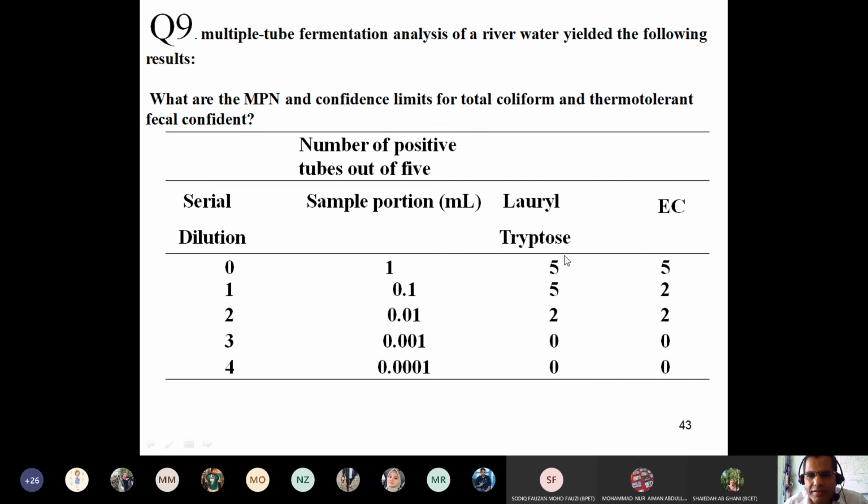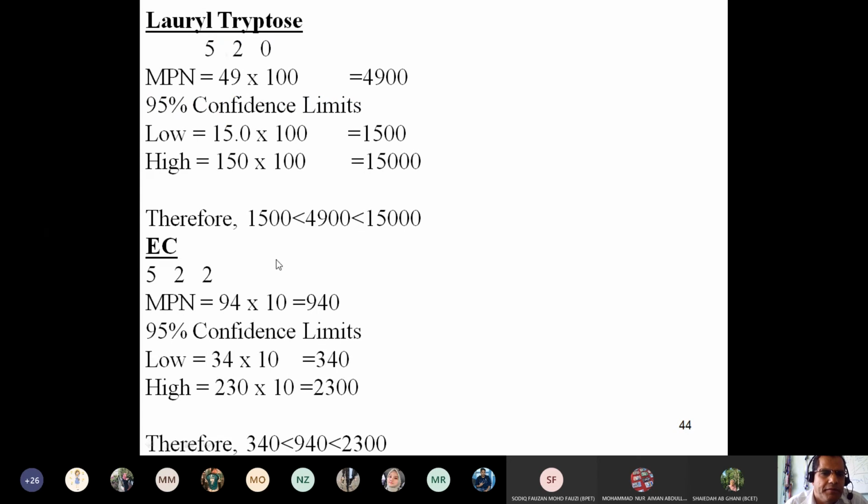So here, which one will you select? Here I have 55200. Which one will you select? Here also I have 0025. Which one will you select? You will select 552 or 520. Here, you will select 522 or 022. You need to know.